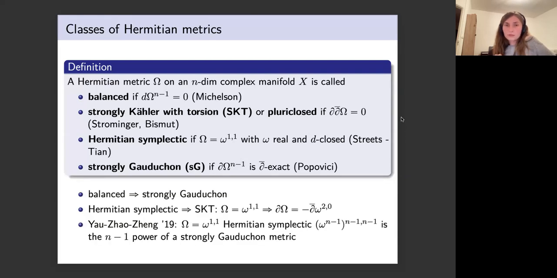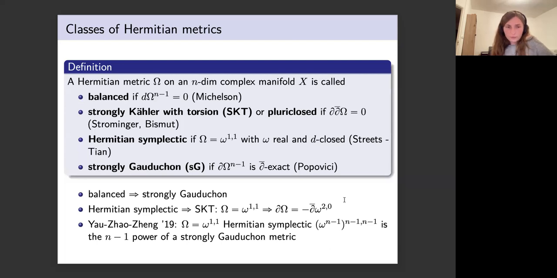But also the remark is that there are different inclusion relations between these notions. So you can see very easily that balanced implies strongly Gauduchon. Also that Hermitian symplectic implies strongly Kähler with torsion, simply because this small omega is real and d-closed, or just d-closed. It gives you that ∂ omega is ∂-bar exact, so in particular ∂-bar closed.